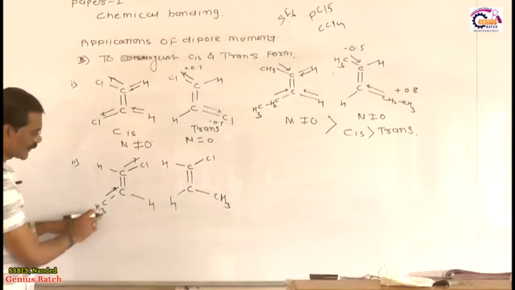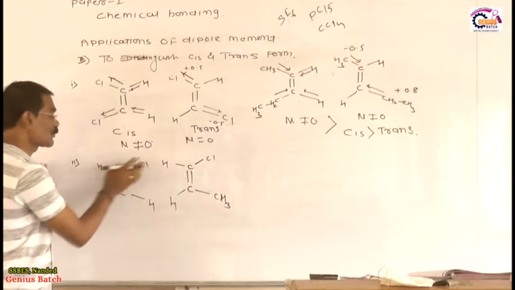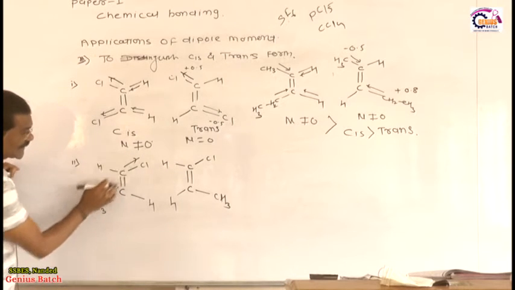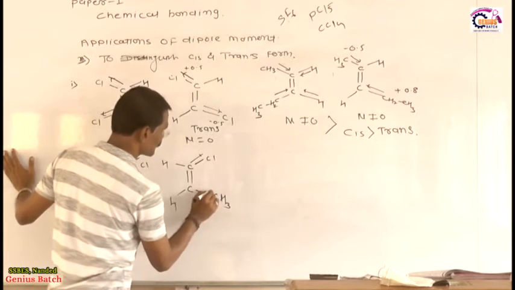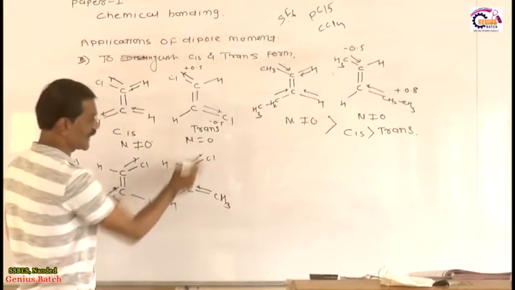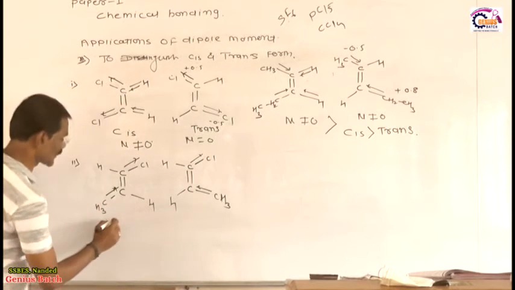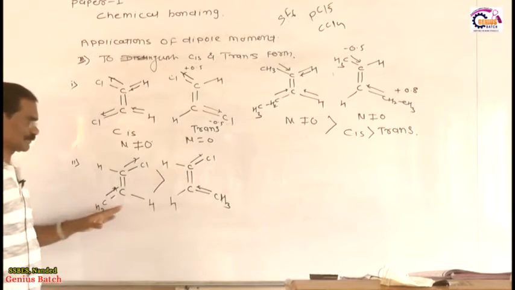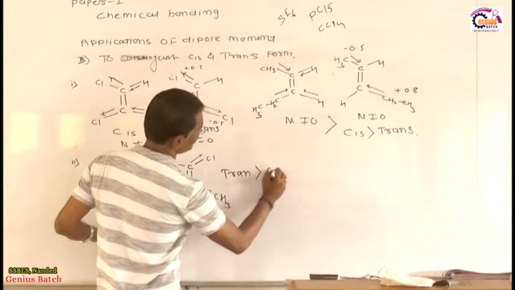If this is less electronegative, then the direction is this, because this is more electronegative and this is more electronegative, the direction is this. It means both have the same direction, so addition of the dipole moments takes place. But in this case, both have opposite directions, so this dipole moment is subtracted from this. So my dear student, the dipole moment of this is always greater than this. It means that the dipole moment of trans is always greater than cis.